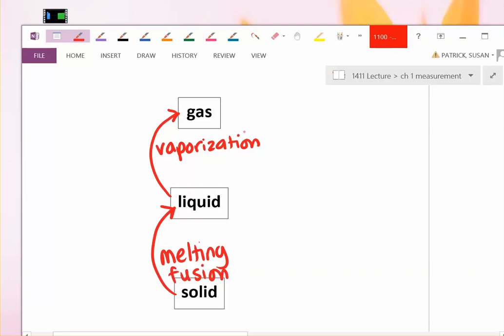Vaporization can either be evaporation, where this phase change occurs on the surface of the liquid, or it could be boiling, where it becomes a gas under the liquid, making it have bubbles. Okay. If we go directly from a solid to a gas, that is what's called sublimation.